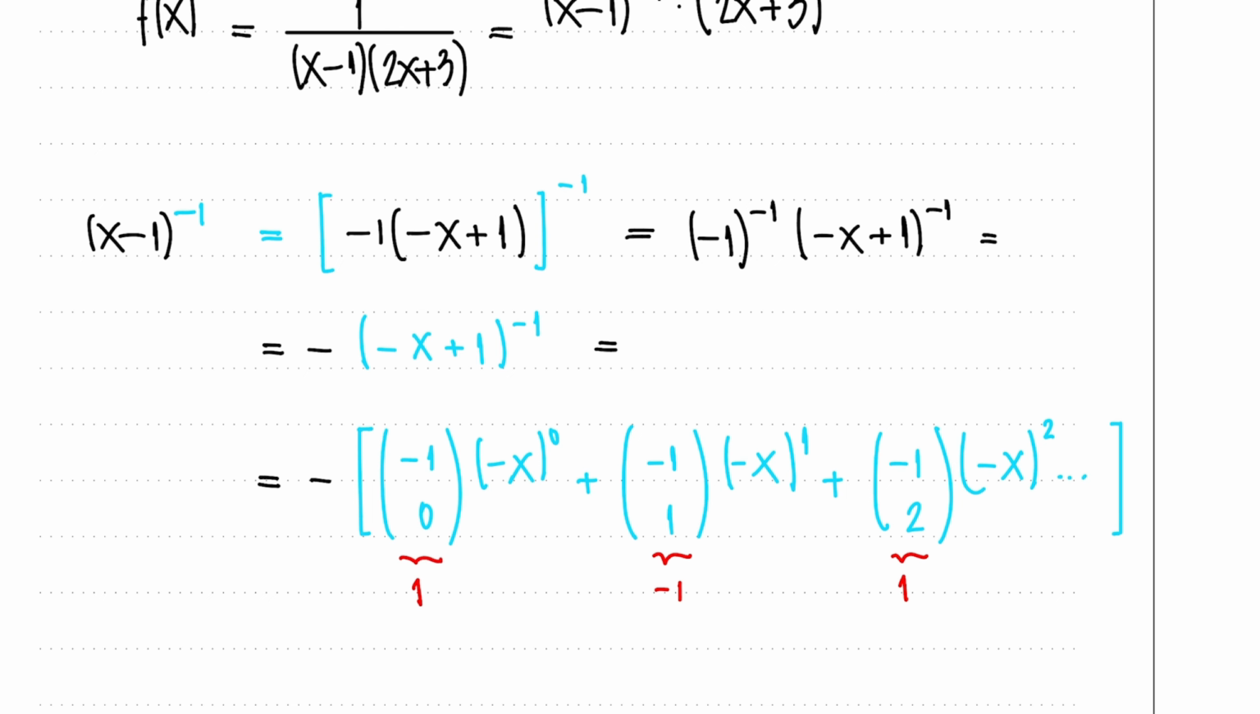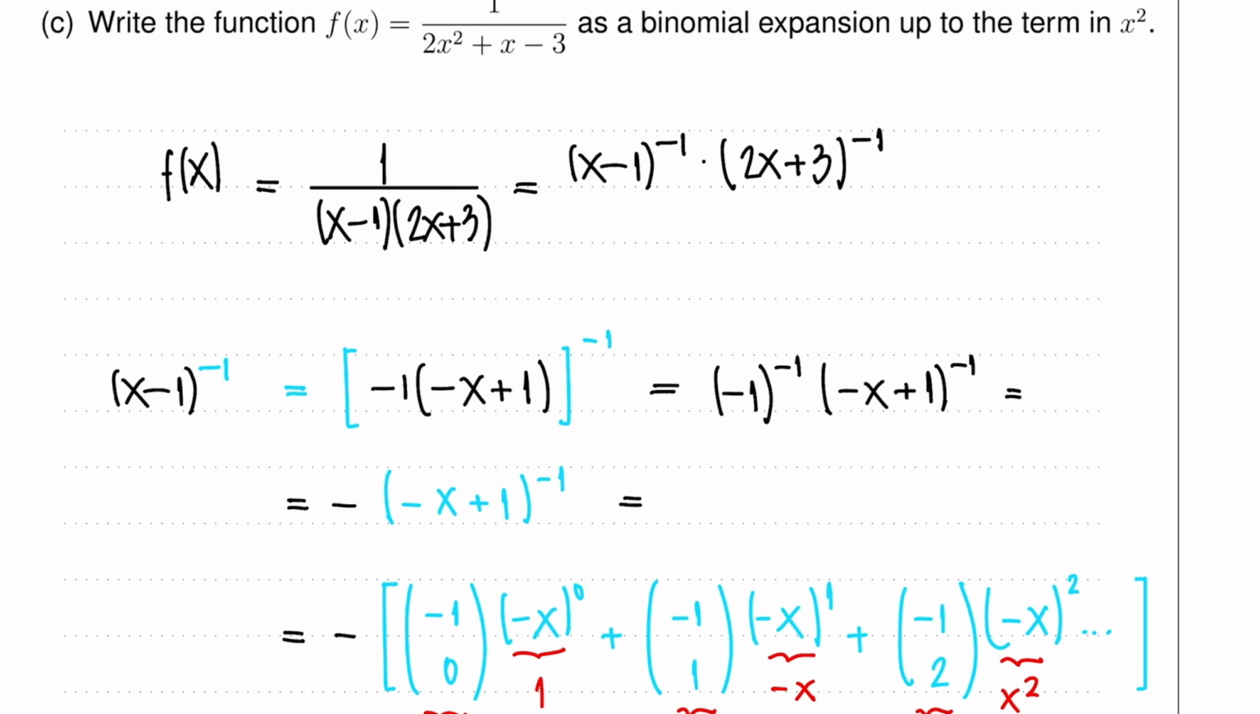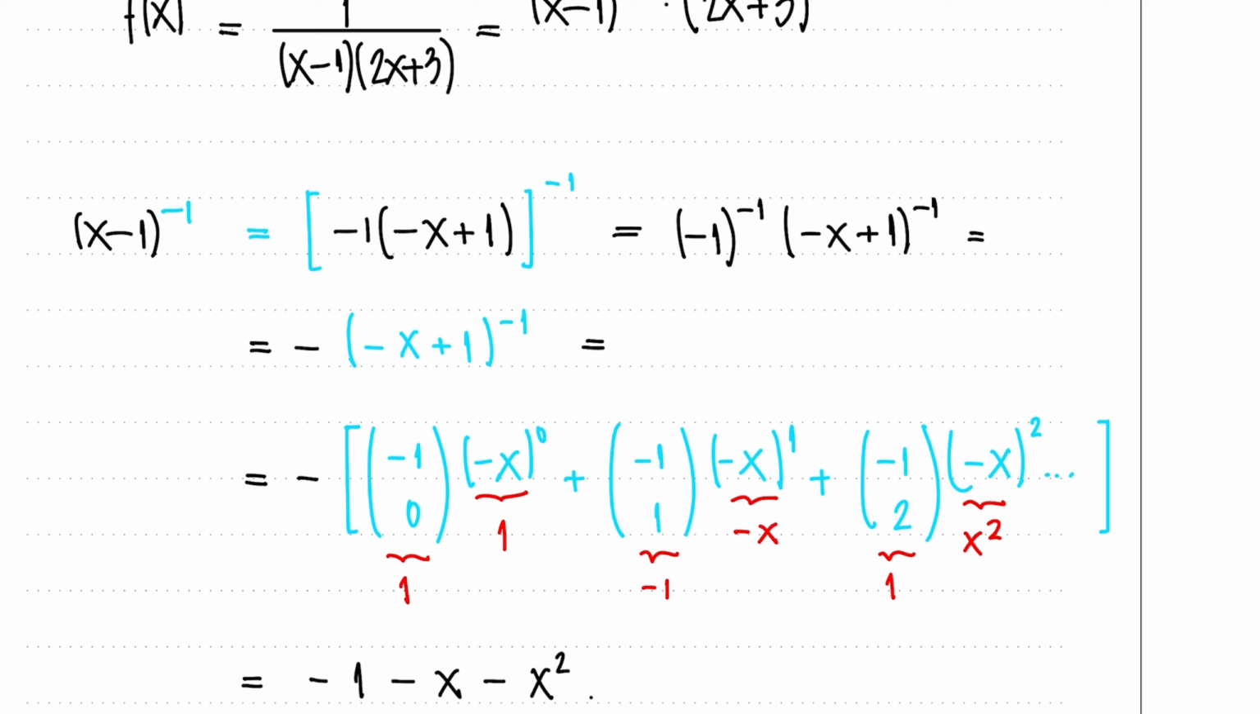In this case, negative 1 choose 0, negative 1 choose 1. We're just going to carry on, not to make this video too extensive, okay, so not too long. We have finally negative 1 minus x minus x squared, and we only went up to the term in x squared because that's what we're looking for.